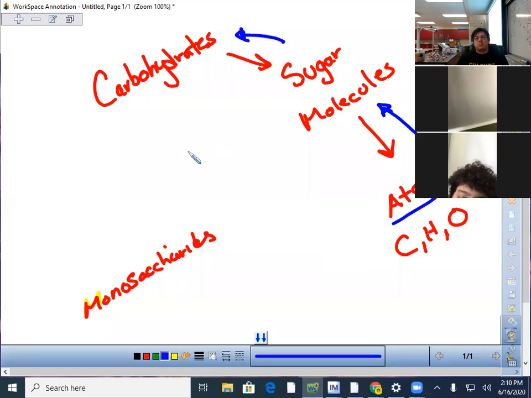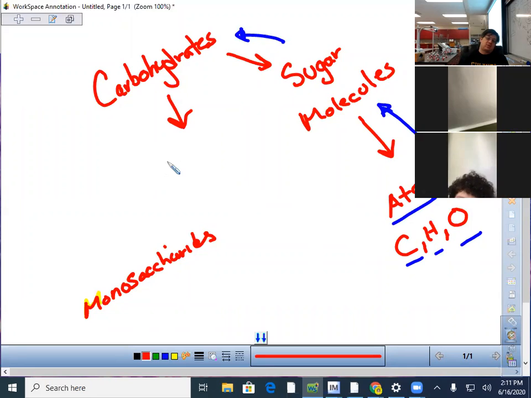Now, what else did we learn about carbohydrates besides the fact that they're sugar molecules and they're made out of carbon, hydrogen, and oxygen atoms? What else did we learn about carbohydrates? They all have 6 carbon and 6 oxygen. Ooh, close, but not all of them. Not all of them do, but they all have a what?